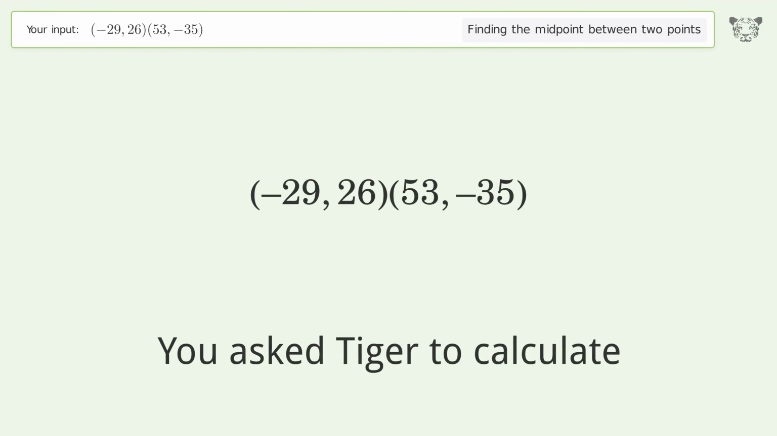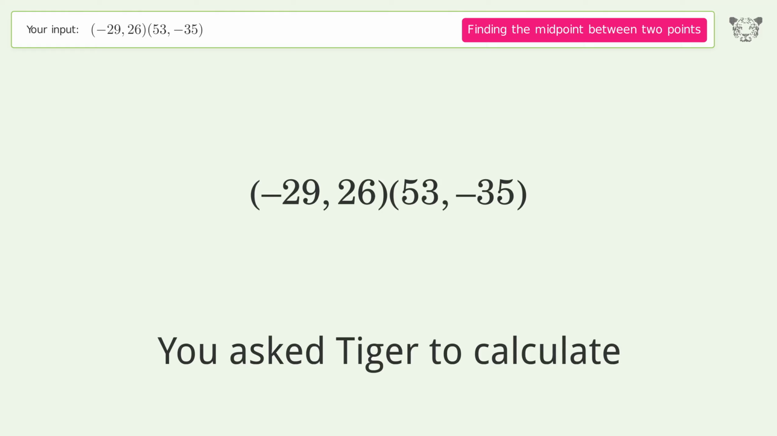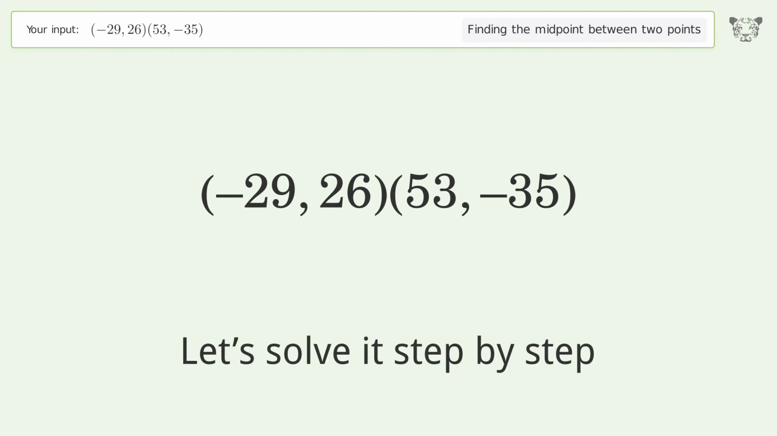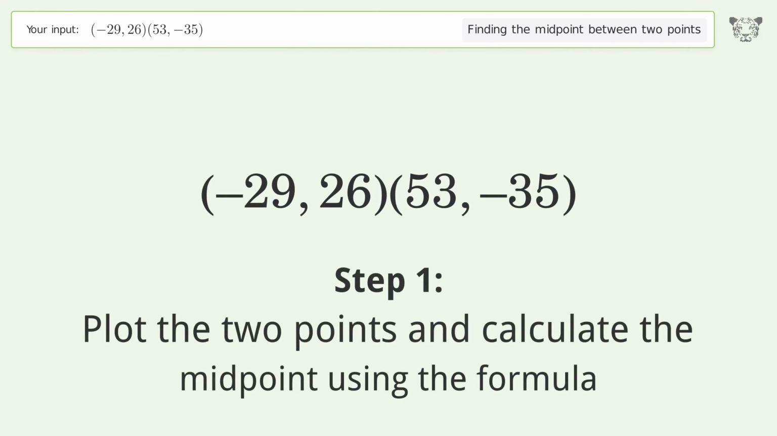You ask Tiger to calculate. This deals with finding the midpoint between 2 points. The midpoint between the 2 points is 12, negative 4.5. Let's solve it step by step. Plot the 2 points and calculate the midpoint using the formula.